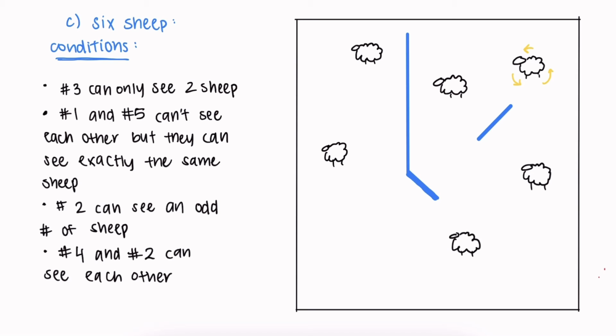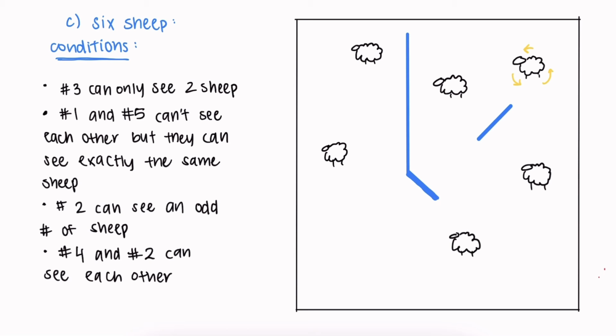So some things to note. Each sheep can do a full 360. They can look at anything around them. They can take a full circle. So like this sheep I just pointed out right here, he can see this sheep, and that one. So that's just something to keep in mind.